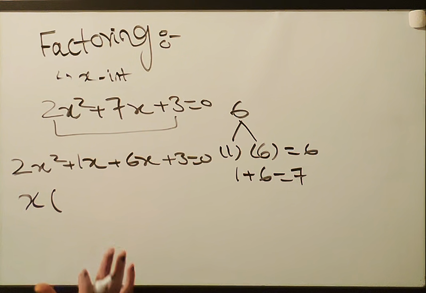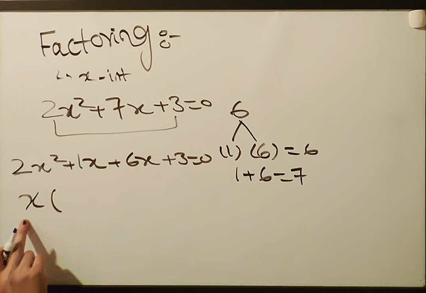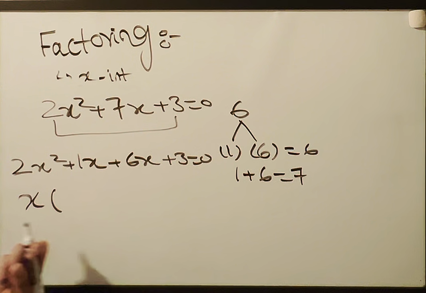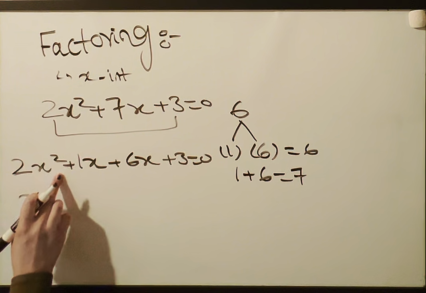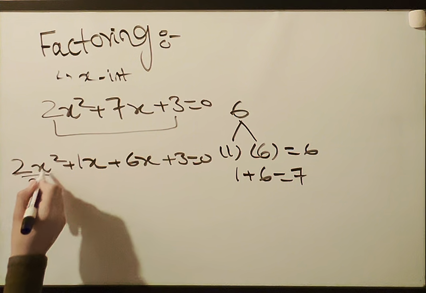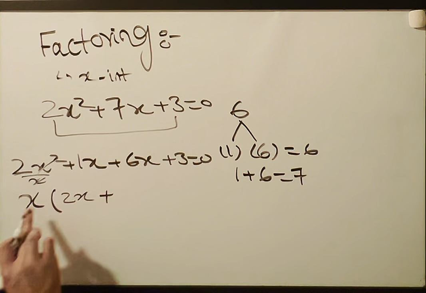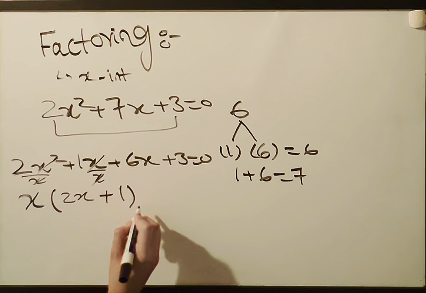And when we factor something out, we have to divide the terms by that letter or that term we're factoring out. So in this case, I have 2x squared. If I do 2x squared divided by x, we get 2x, plus 1x divided by x, the x's cancel out, and we're left with 1.